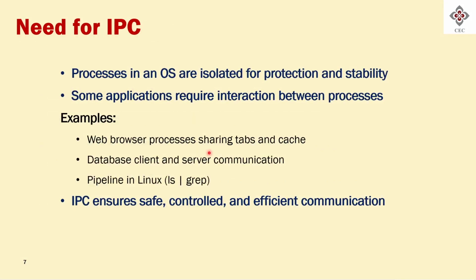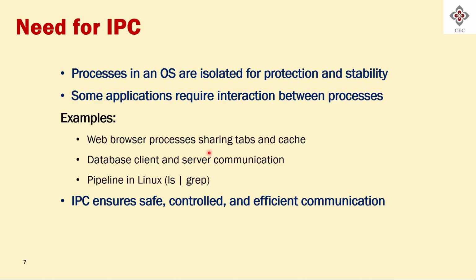The need for IPC is that processes in the OS are isolated for protection and stability. So, we should not cross the boundary of one process to access other processes. So, it is also very much essential. IPC has a stringent mechanism that ensures that only the particular process accesses the data, and it is not breaching the rule of accessing data which is not supposed to be accessed at that particular instant of time.